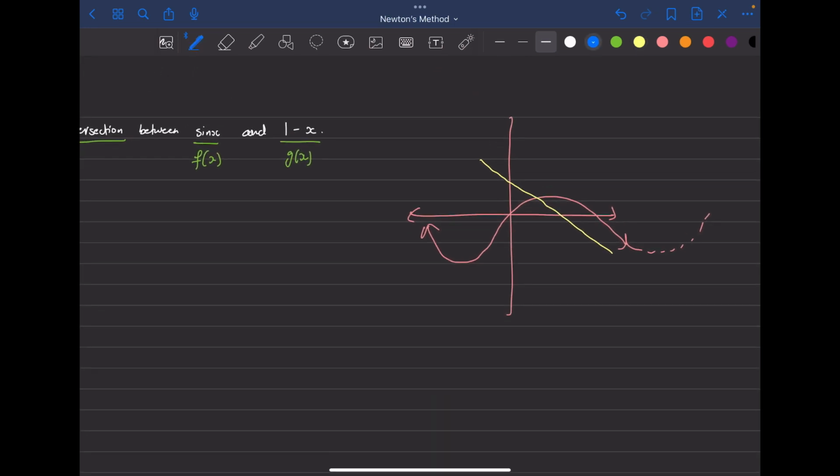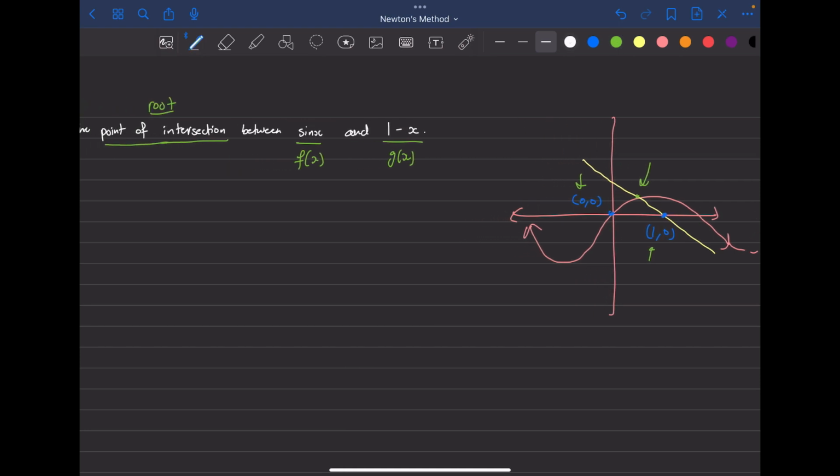We know that sine x is 0 at (0, 0) here, and this is equal to 1 at (1, 0) on the blue dot. So we know that the intersection must happen between 0 and 1 again, because this is 0, this is 1, and the intersection is somewhere in between. We do not know where that is yet, so that's what we're trying to find.